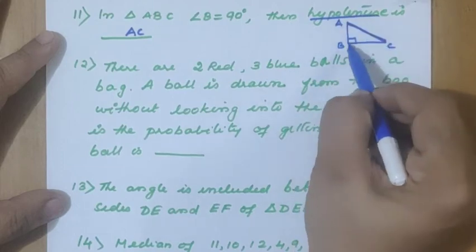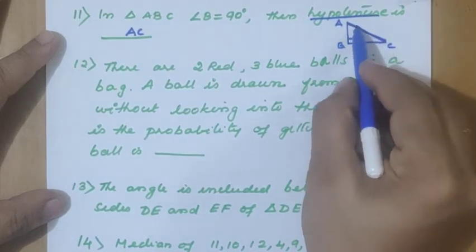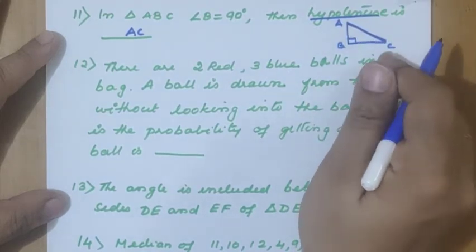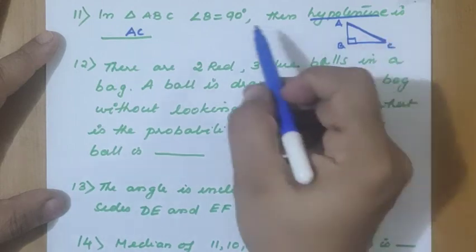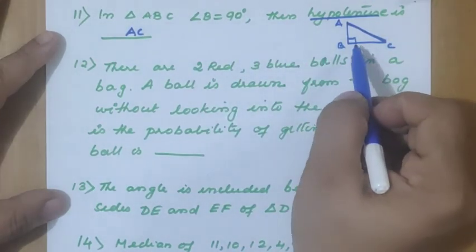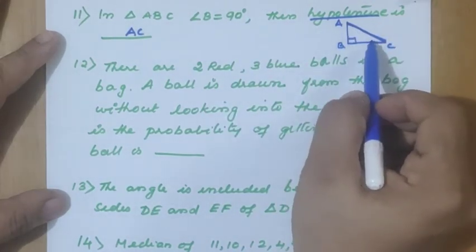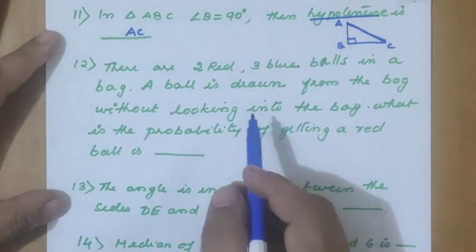The side opposite to 90 degrees. That means AC, which is the longest side in any right triangle. The hypotenuse is the longest side in any right angle triangle only. So angle B equal to 90 degrees means the other two letters only will come as the hypotenuse. So the answer is AC only.